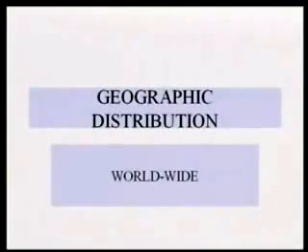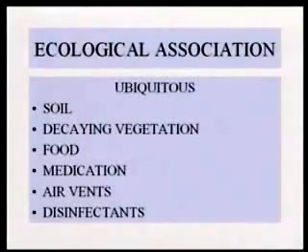They occur worldwide. They're everywhere. They're in soil, decaying vegetation. They grow on foods. They grow in medications. They grow in air vents, and this was a big problem in the beginning of heart surgery. Many patients were infected with this. That was before we had all these HEPA filters on operating room air, and they would just come in through the air. Particularly if there was any construction anywhere nearby, the air would have the organisms in it, and they get deposited into the patient. And they'll even grow in disinfectants.